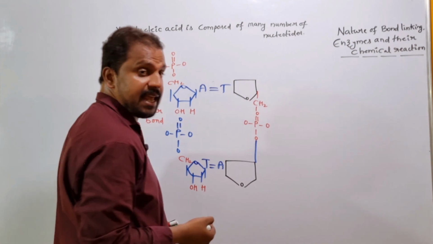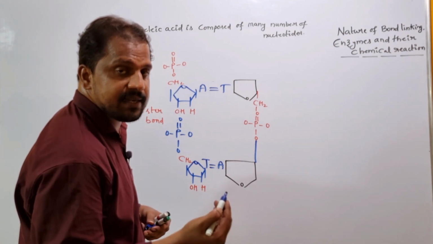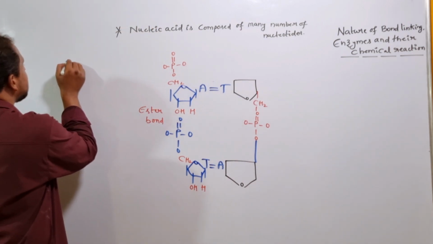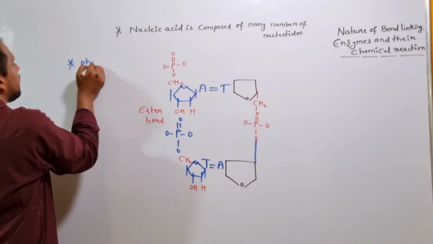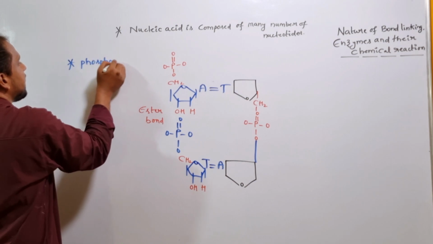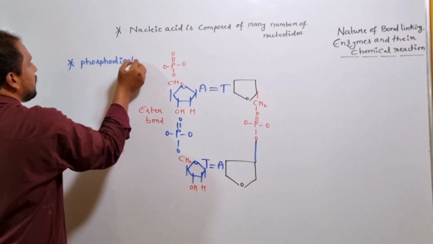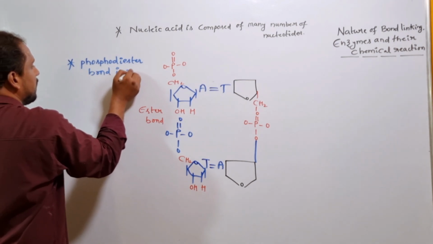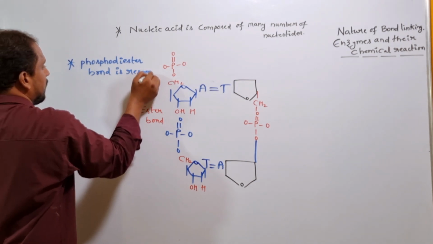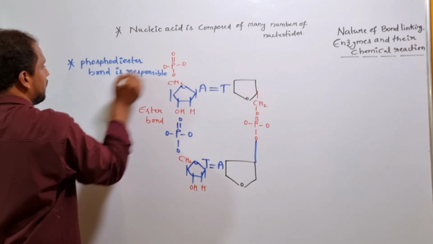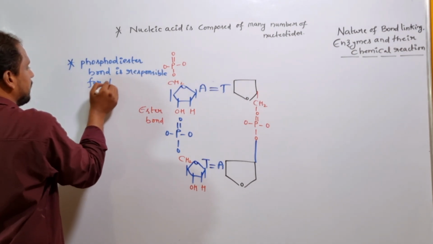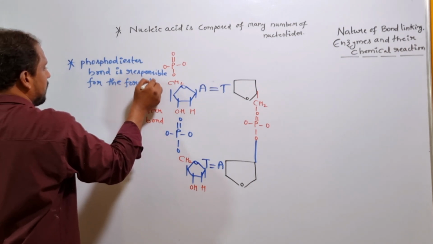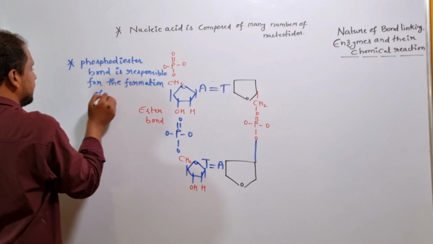So here, as there is an ester bond on both sides, here it is termed as what? Phosphodiester bond. Phosphodiester bond is responsible for the formation of nucleic acid. Formation of nucleic acid, right?